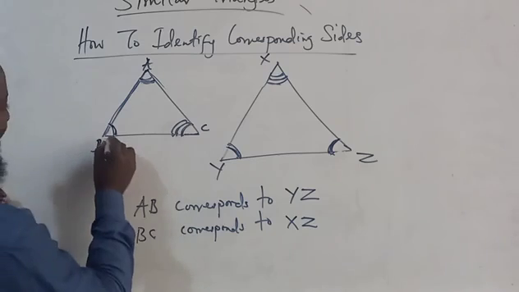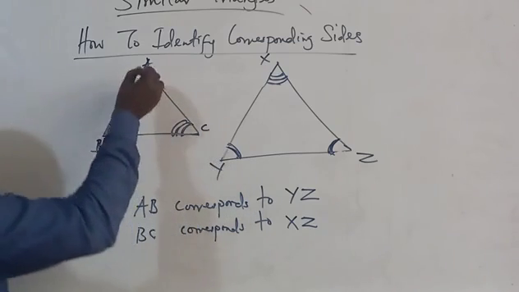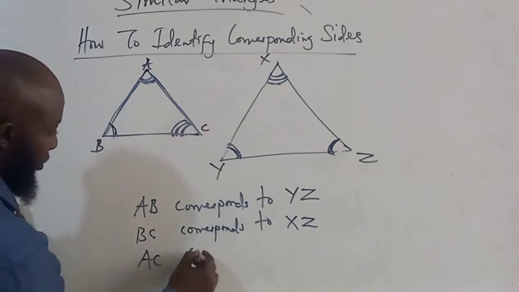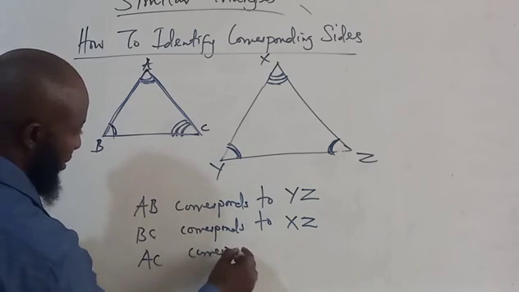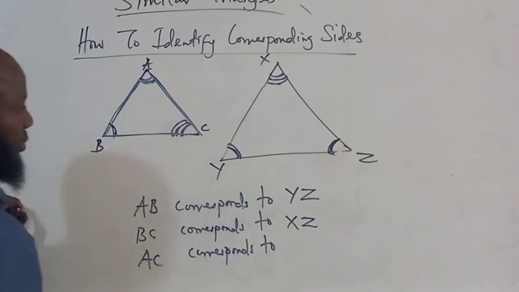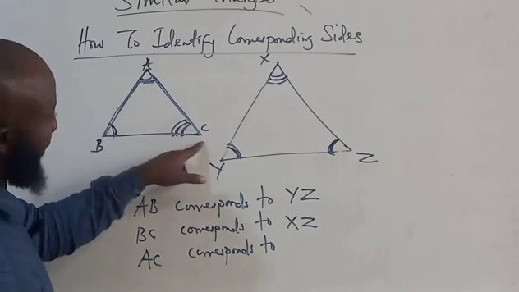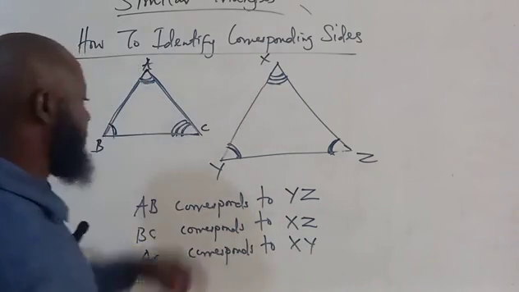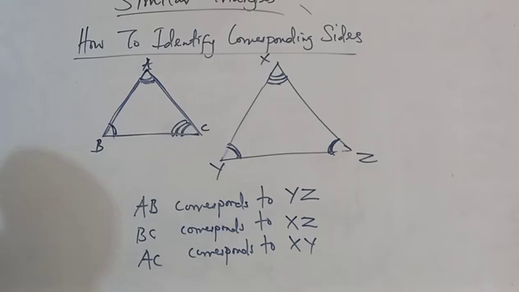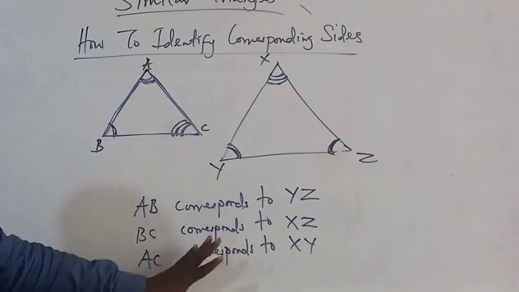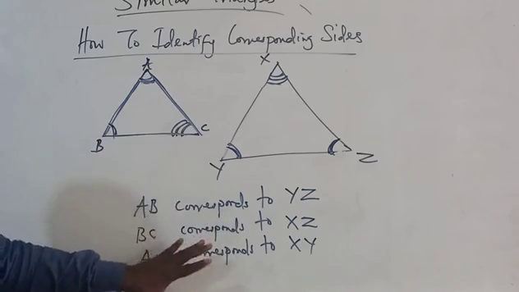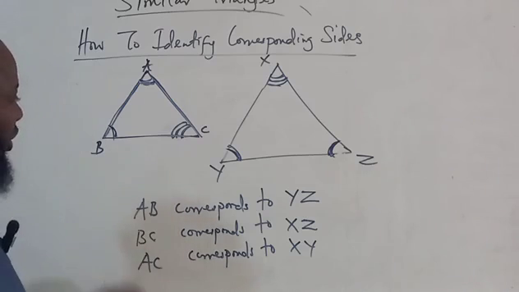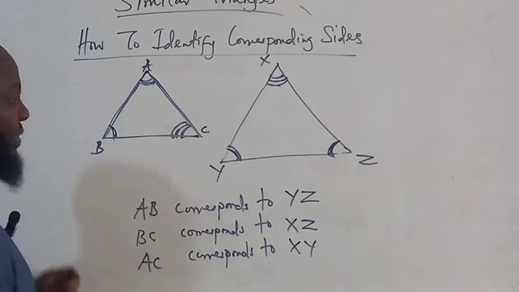Then let me pick the last one, which is AC. AC corresponds to AC. This is 2 to 3. 2 to 3. That is what? XY. I hope this is very clear. So that is how to identify corresponding sides. After we have identified the corresponding sides, it now remains the ratio.